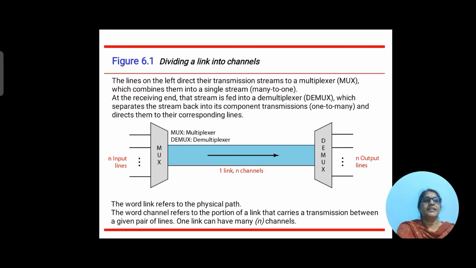So in this slide we have a figure in which n input lines are there and n output lines are there, and one link, that is n channels. The word link refers to the physical path. The word channel refers to the portion of a link that carries a transmission between a given pair of lines. One link can have many, that is n, channels.